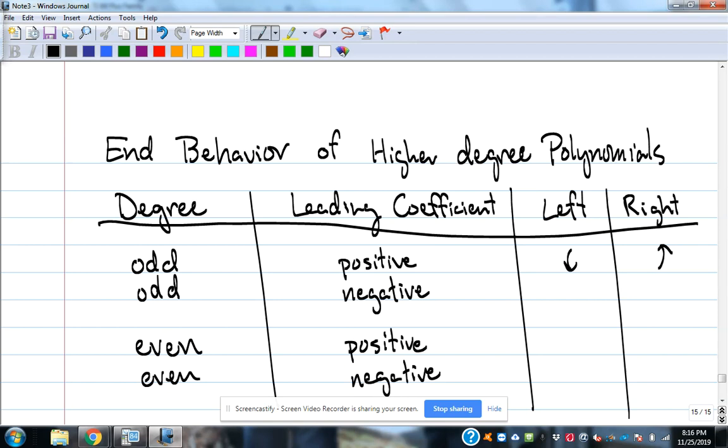Odd degree, positive leading coefficient works like a positive slope. When you think about a linear equation, the degree is 1. That's odd. If it's got a positive slope, it goes up and to the right, down and to the left. That's what an odd degree polynomial, cubic, 5th degree, they all do the same thing. If the degree is odd and it has a negative leading coefficient, it flips it around. Left side up, right side down.